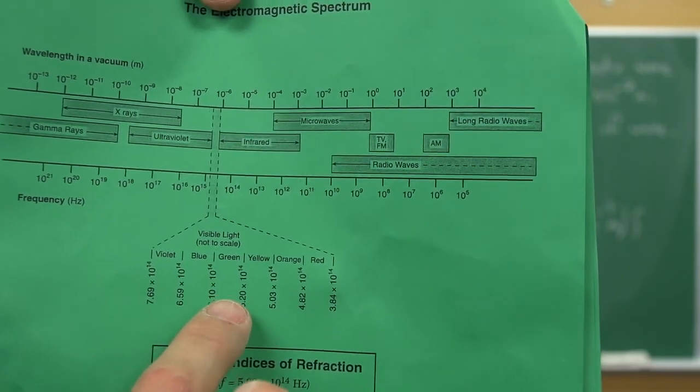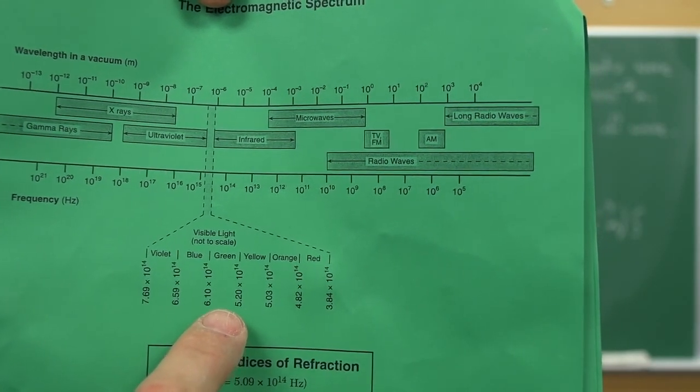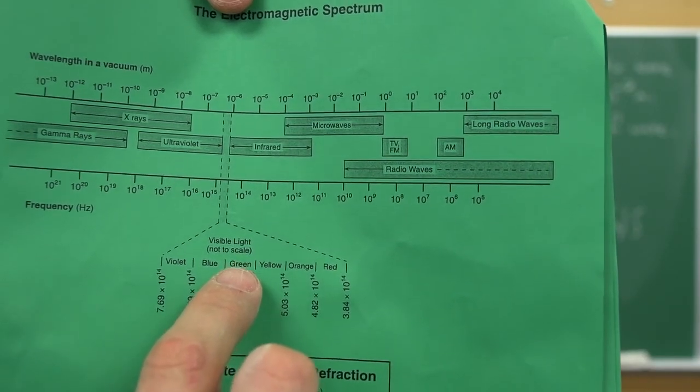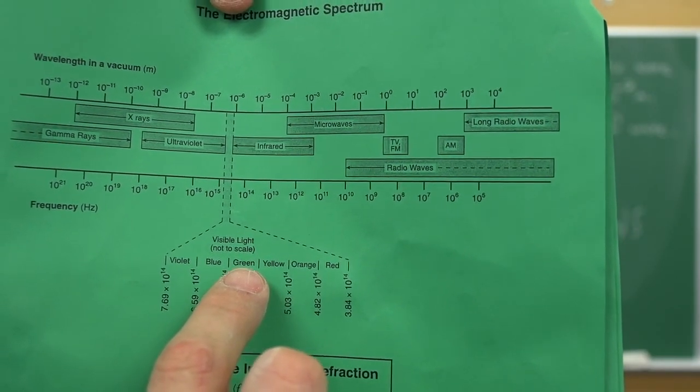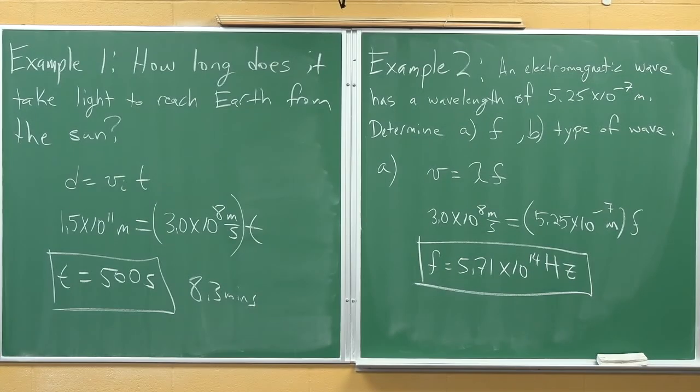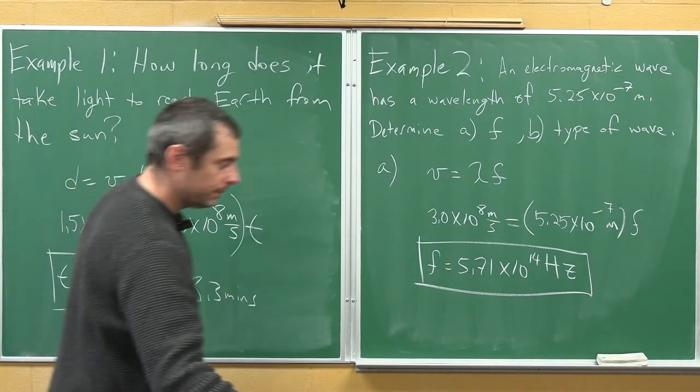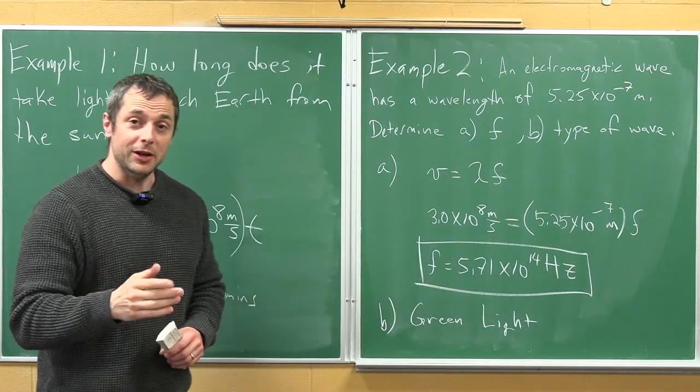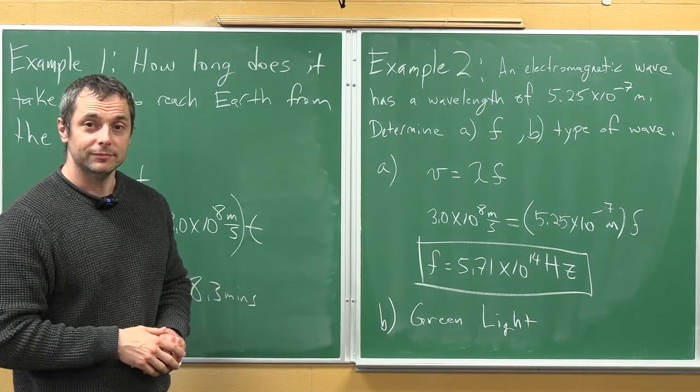So it's right in between these two numbers. What is that kind of wave? That is green light. Right there you can see. So that's the answer to what type of wave it is, green light. Okay, let me create a pause to give you a chance to copy this down.